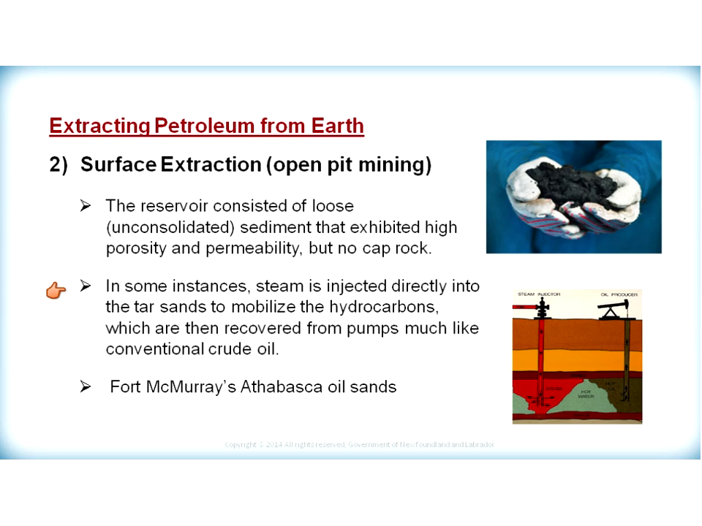In some cases, steam is injected directly into the tar sands to mobilize the hydrocarbons, which are then recovered from pumps, much like the conventional crude oil method. An example of this can be seen in Fort McMurray's Athabasca oil sands.